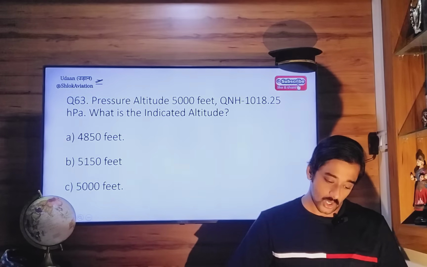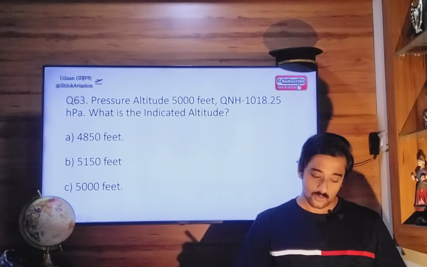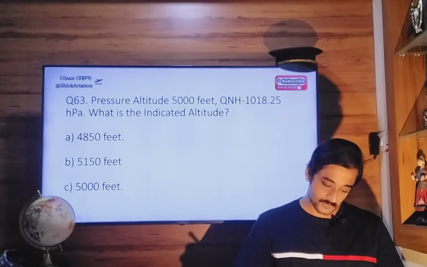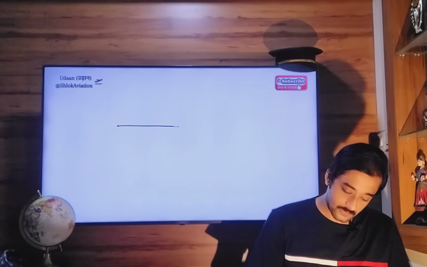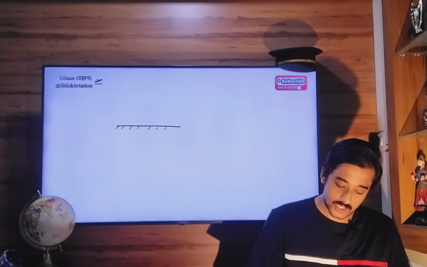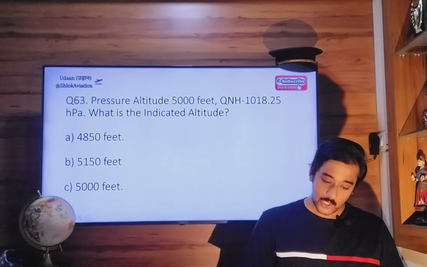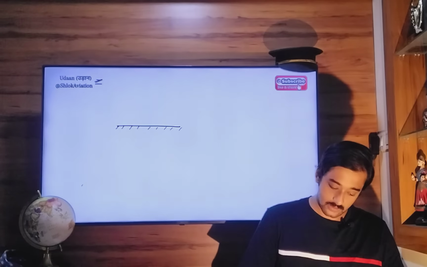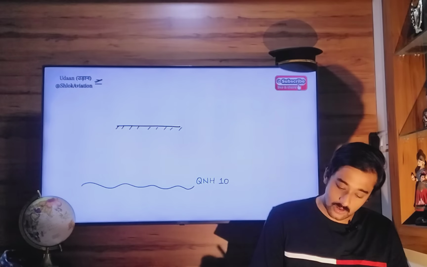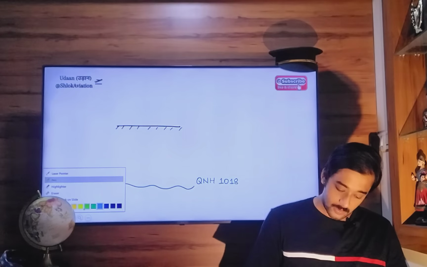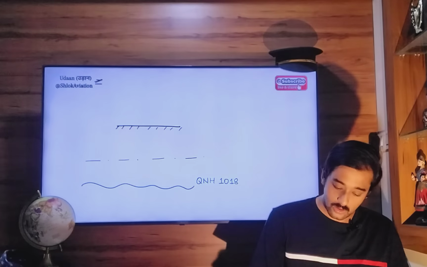Next, pressure altitude is 5,000 feet. QNH is 1018.25. What is the indicated altitude? So let's say this is your airport, and QNH is 1018. Standard pressure setting is 1013.